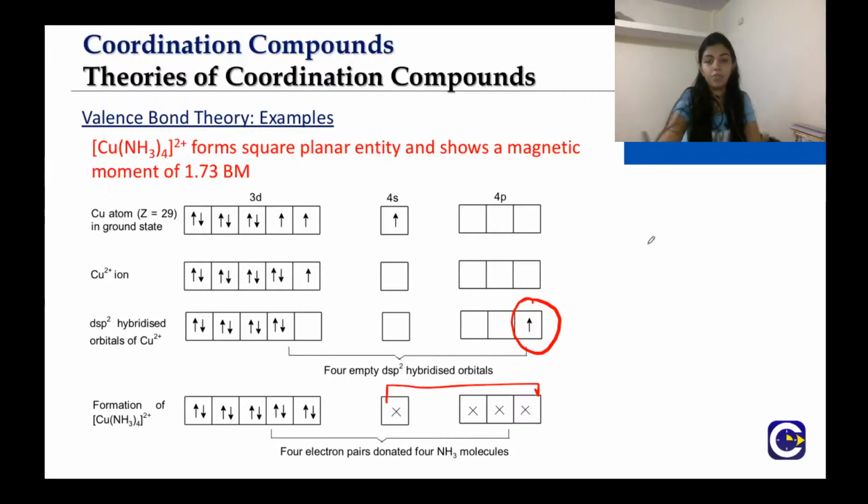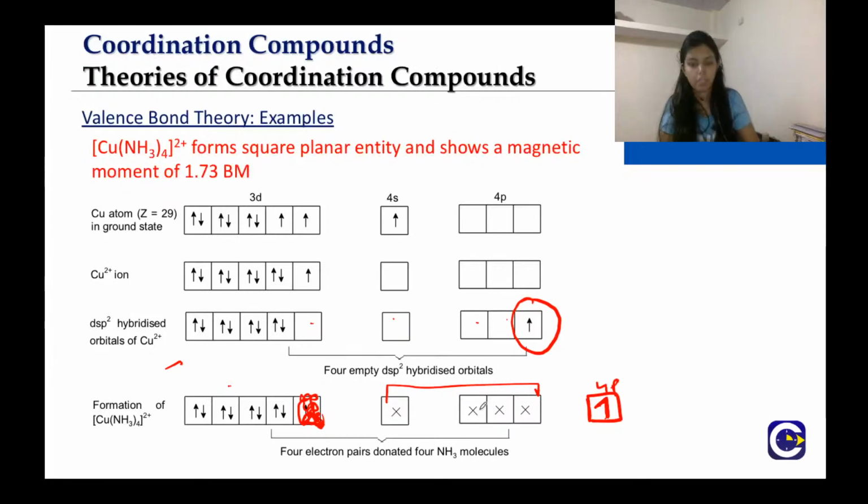See, I'll draw it for you. 1, 2, 3, 4. So 4 orbitals will combine to give you 4 dsp2 hybridized orbitals. So these are the 4 dsp2 hybridized orbitals, right? One here is incorrectly drawn. One electron will be there in the 4p rather. So this one will be the 4p. This one will be the 3d, and these are for dsp2 hybridized orbitals. Is it clear now?